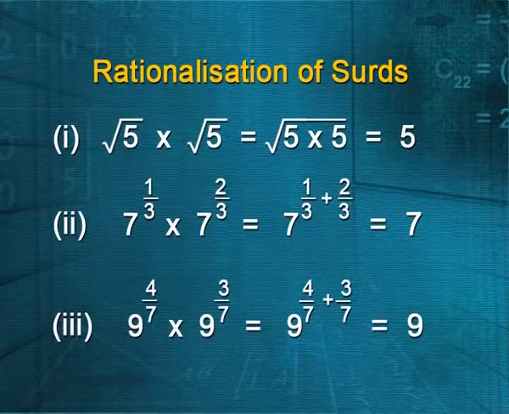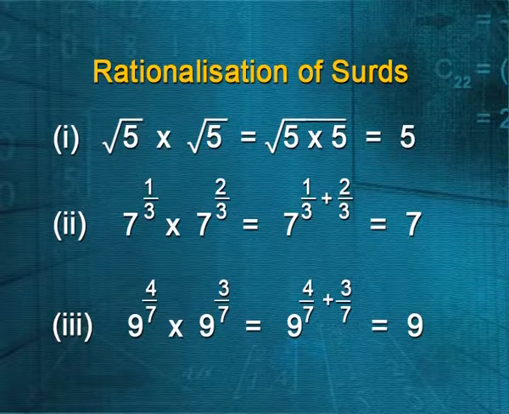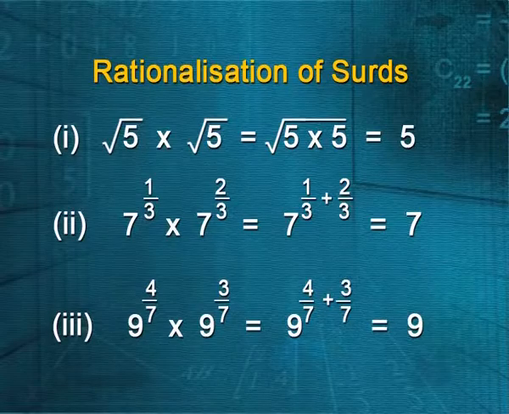9 raised to power 4 by 7 multiplied by 9 raised to power 3 by 7, which is equal to 9 raised to power 4 by 7 plus 3 by 7, which is equal to 9 raised to power 1 or 9. Again, we have taken two surds. The product of these two surds is 9.